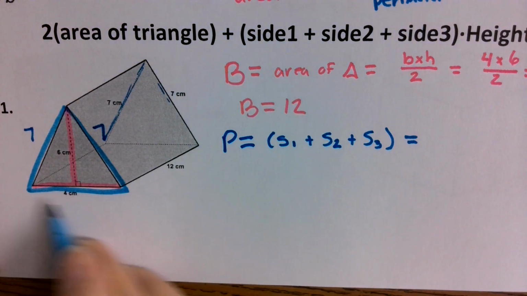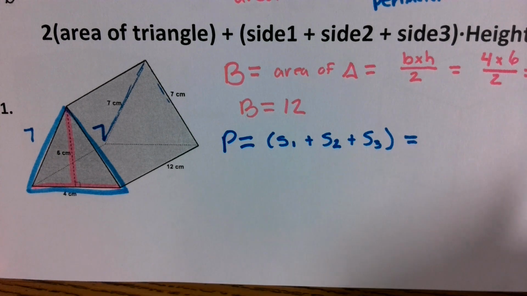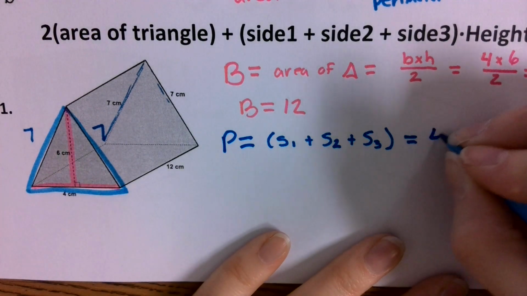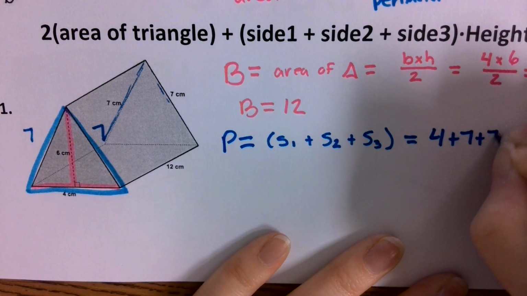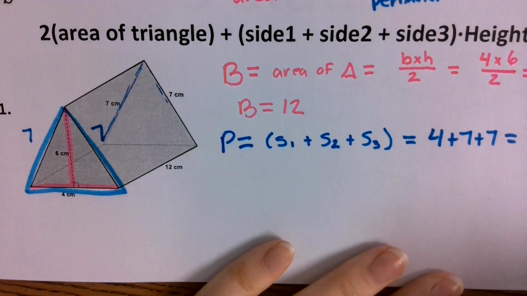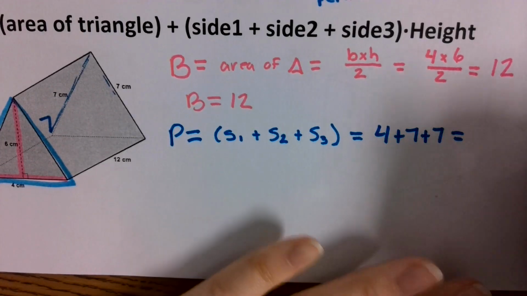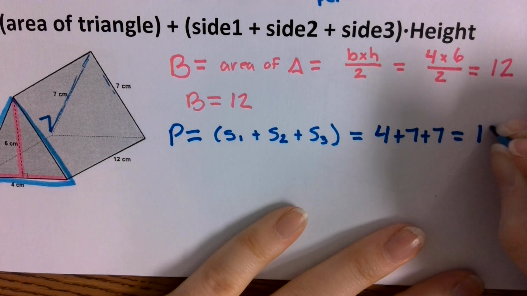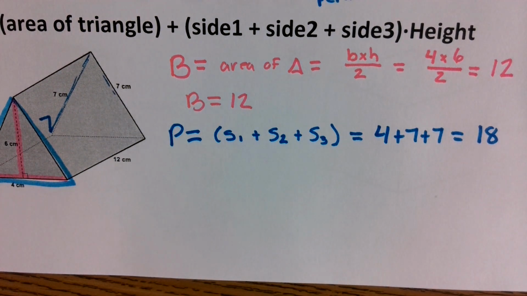And of course, our base is considered to be one of the sides. That's the 4. So we're going to do 4 plus the 7 plus the 7. When we add 4, 7, and 7 together, that's going to give us 18. Any questions about how we just found perimeter of the triangle?